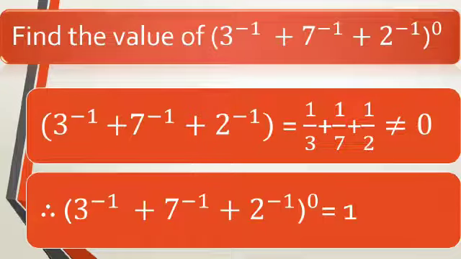Now see the example. Find the value of (3 to the power minus 1 plus 7 to the power minus 1 plus 2 to the power minus 1) whole to the power 0. Then we see that 3 to the power minus 1 can be written as 1 by 3, 7 to the power minus 1 as 1 by 7, and 2 to the power minus 1 as 1 by 2. When we add, it is not equal to 0. We can easily see here, that's why I am not going to solve it. But when the power is 0, then the answer is always 1, because we know that a to the power 0 is equal to 1.